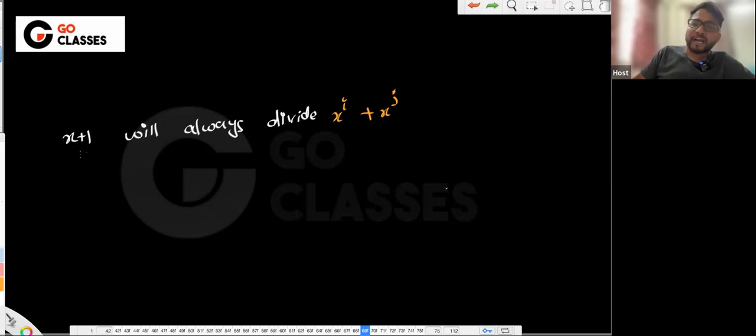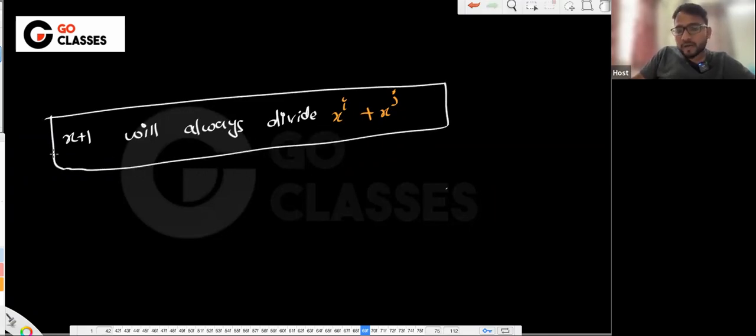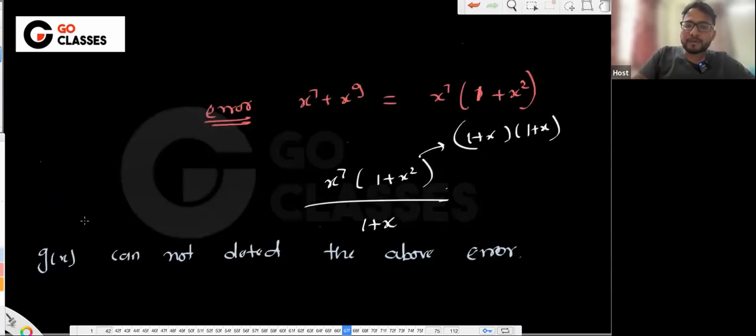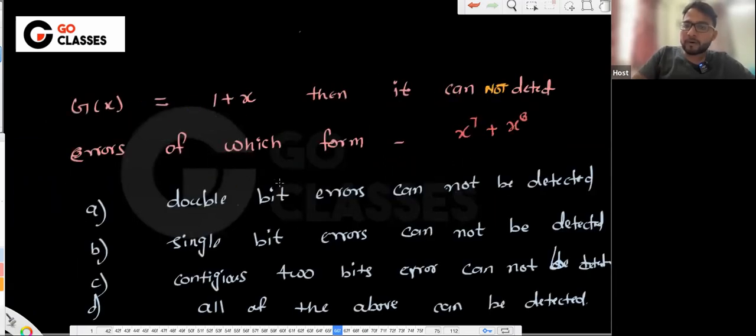So x plus 1 will always divide this, which means that if you have 2 bits of error, you are not able to detect it because your generator is dividing it. So a double bit error cannot be detected. Yes, that is correct, so A is the correct answer. Everyone understood this? That A is the correct answer.